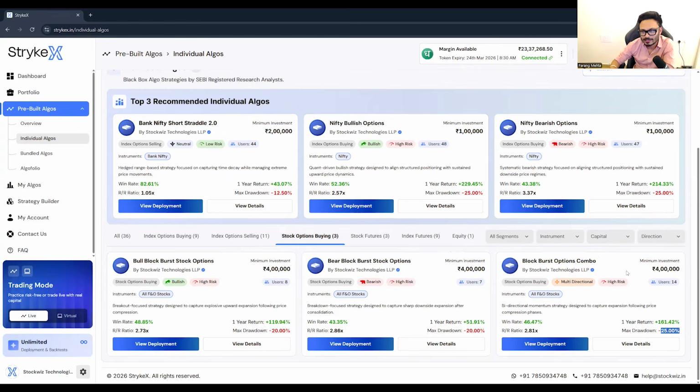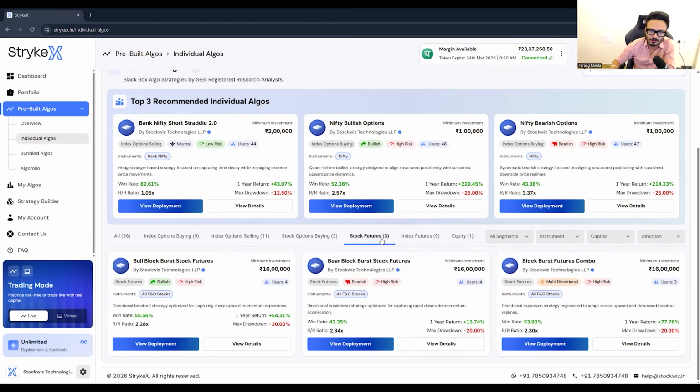1 lakh rupee risk. Now, if you are a first time trader, don't go with blockburst options combo or stock options, because this is higher risk. You can deploy them in virtual. There is no cost for you to test it out. Deploy it in virtual and you'll be good to go.